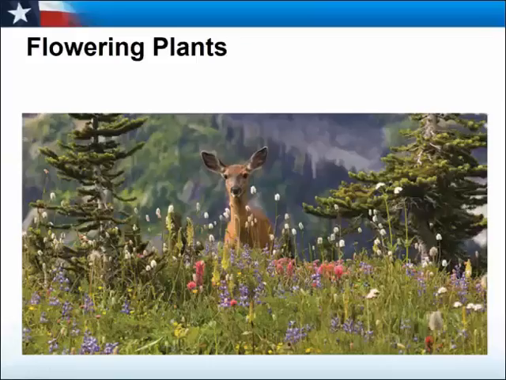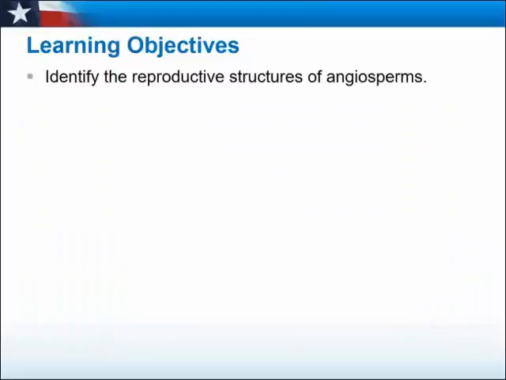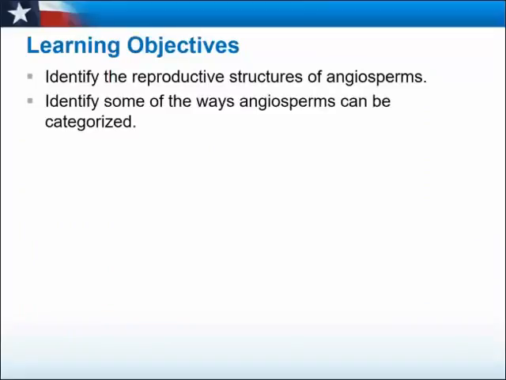Welcome to Lesson 22.4, Flowering Plants. In this lesson, we'll identify the reproductive structures of angiosperms and identify some of the ways angiosperms can be categorized.